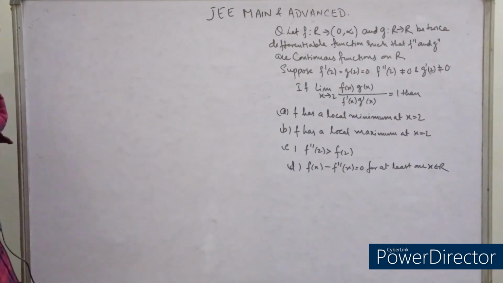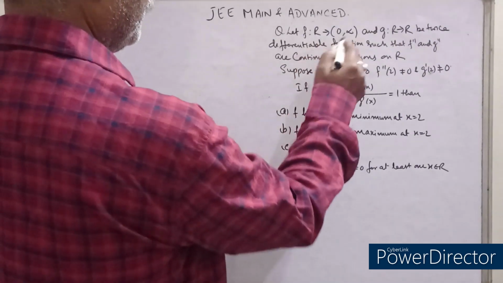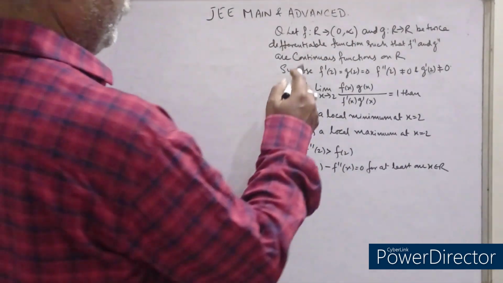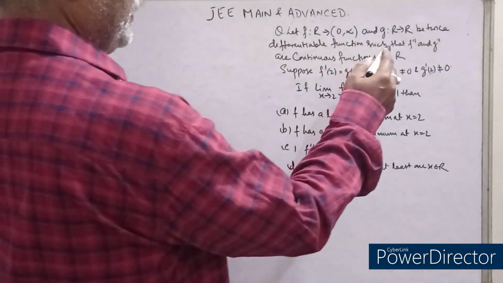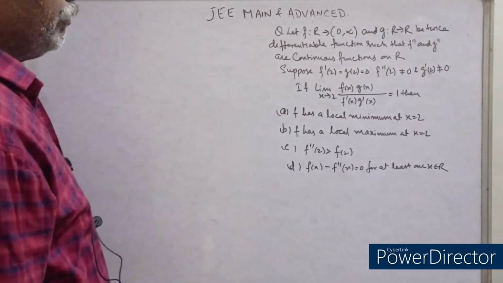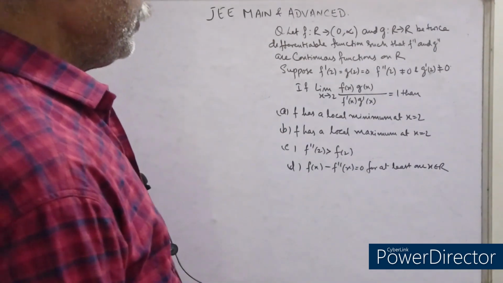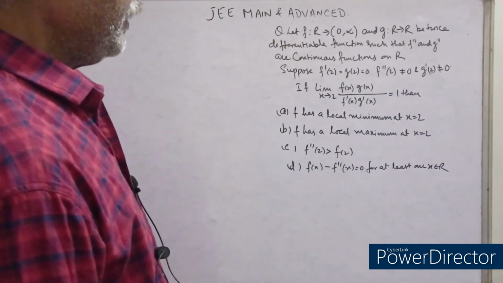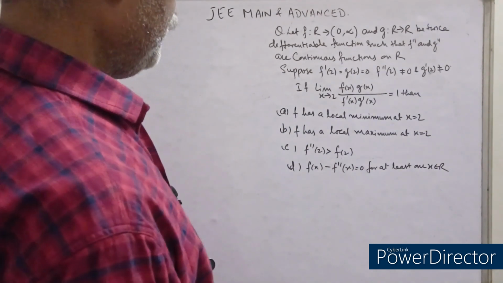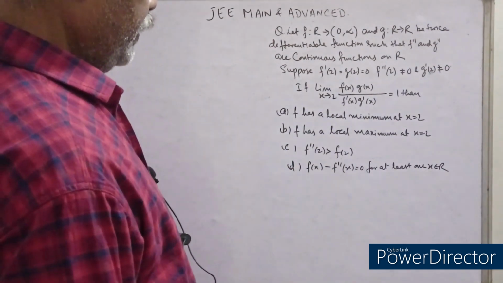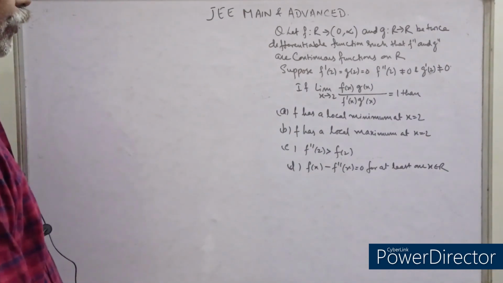Now my next question is here. You have a function f and a function g, and they are twice differentiable functions such that f double dash and g double dash are continuous functions on R, the real numbers. And suppose f dash 2 is equal to g 2 is equal to 0, and f double dash 2 is not equal to 0, and g dash 2 is not equal to 0. If the limit is this, then f has a local minimum. These are the options given to you.